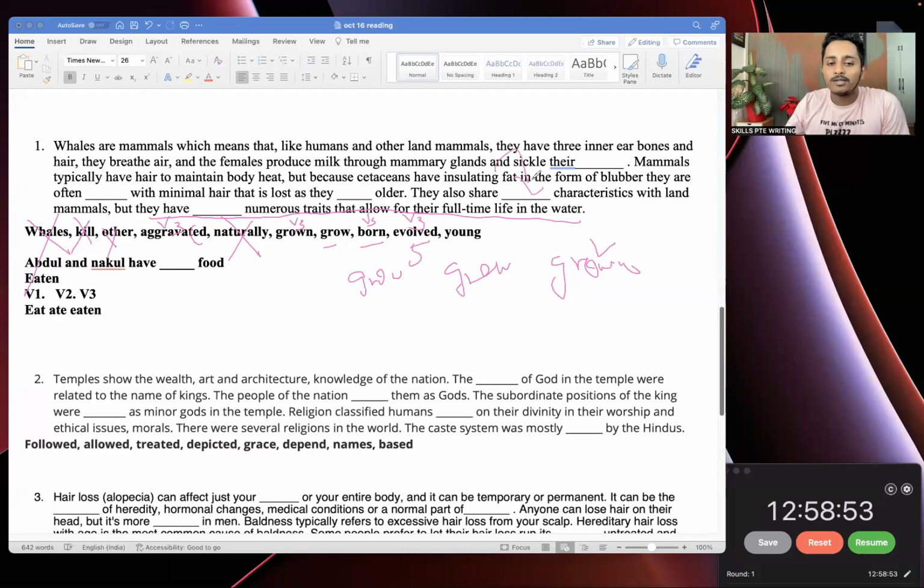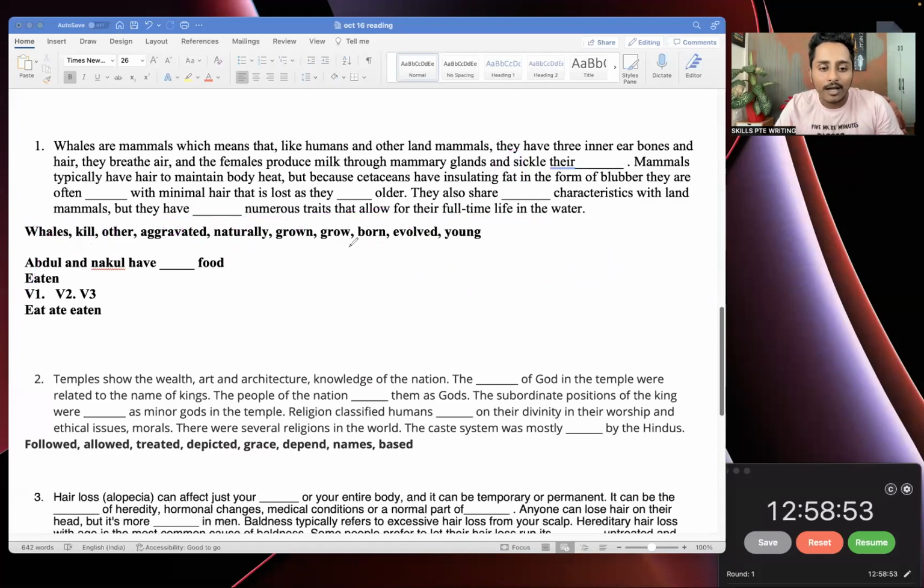Now what is this one? They also share other characteristics. With whom? With land mammals. They also share some other characteristics, not just the hair. This hair will fall after 20-30 years, same for mammals, same for other whales. But whales also share other characteristics. Like, let's say we have hair here, we have 2 nostrils. They also have the same. They also share other characteristics.